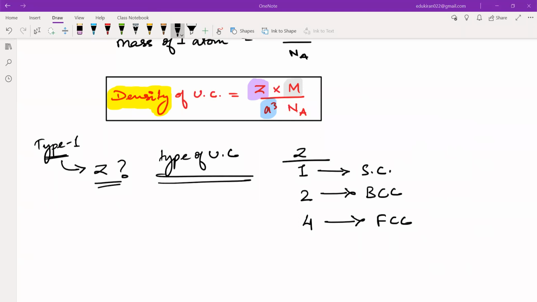Now, next, what you will be given? You will be asked about the molar mass. So if you calculate the molar mass, then they will ask you what type of atom is there. You'll have to identify the type of atom. So let's start with simple questions of density, and then we will do some complex examples.